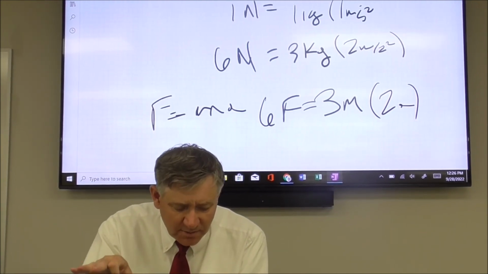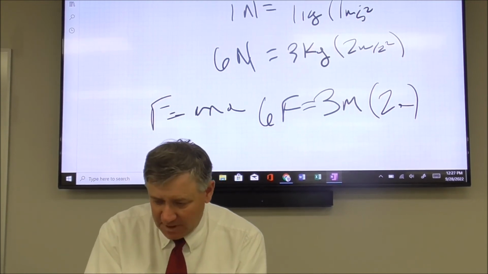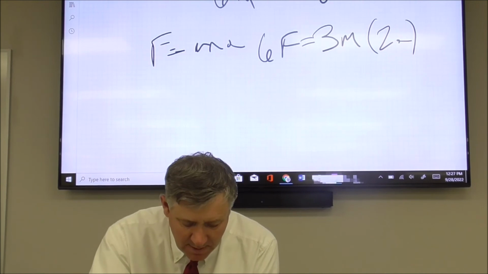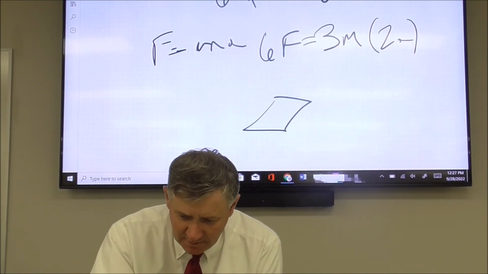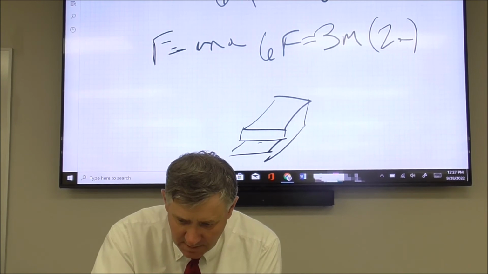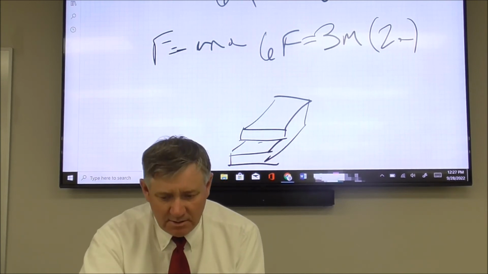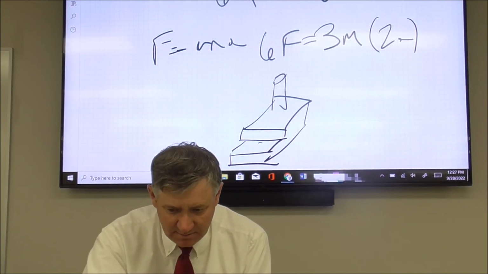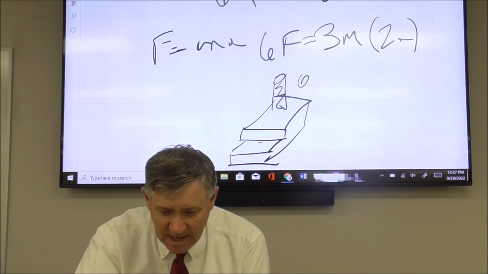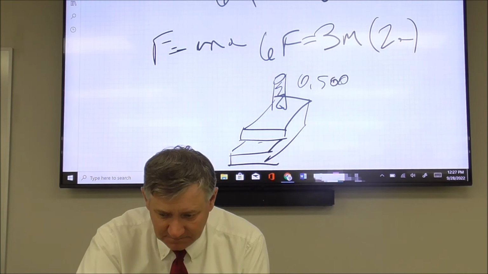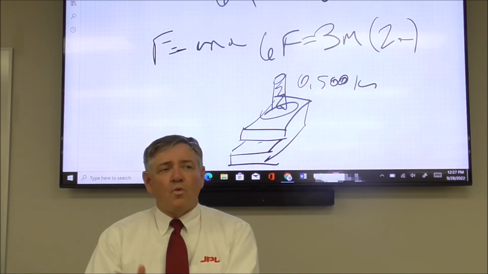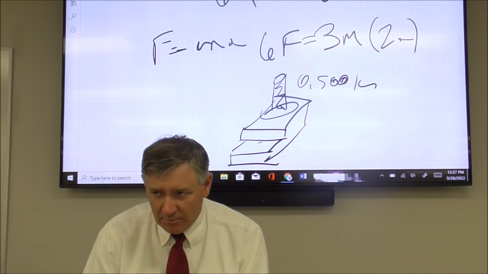When you get to number 5, here's what I want you to visualize. You're going to take a 0.5 kilogram mass and you're going to put it on a scale that measures in newtons. Not kilograms, it's going to measure in newtons. So you're going to take a 0.5 kilogram mass and put it on this scale. What should the reading on the scale be?